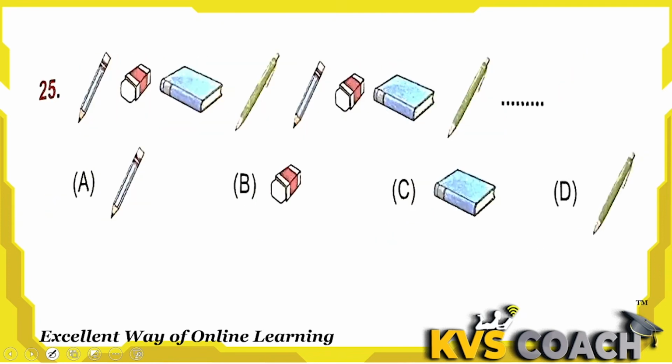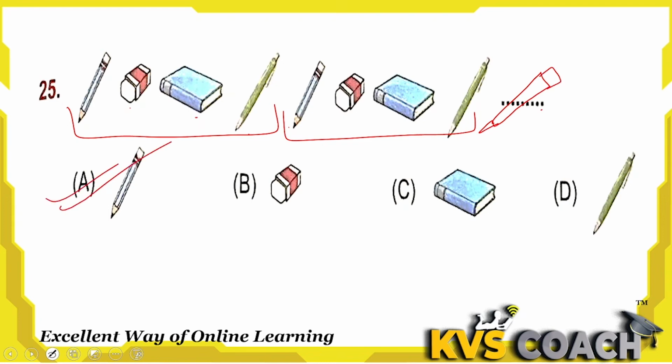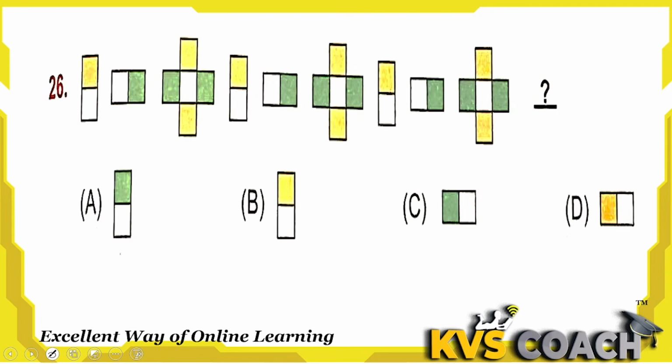Next is pencil, eraser, notebook. Again pencil, eraser, notebook, pen, again pencil, eraser, notebook, pen. So what will be next? Pencil again here. Got it? So which is pencil? A is the right answer.